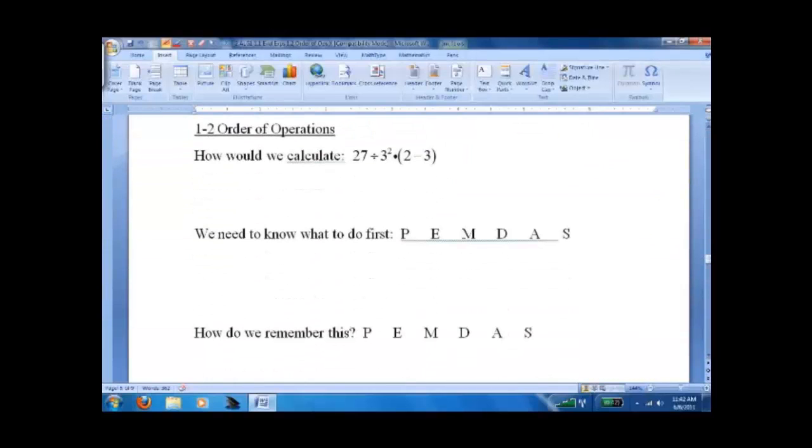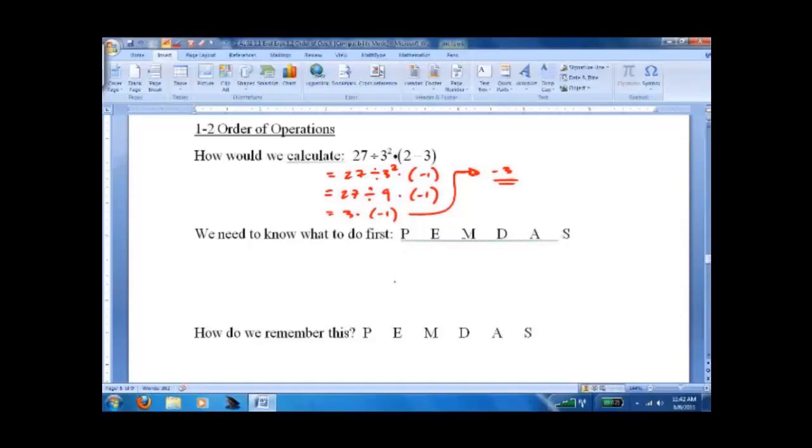How would we calculate 27 divided by 3 squared times 2 minus 3? Well, I happen to know that the first thing you want to do is your parentheses. So I would rewrite it as 27 divided by 3 squared times -1. Next thing I would do would be the exponents, which is 27 divided by 9 times -1. And now I know that we do division or multiplication first, usually multiplication, unless division comes first in order. So it would be 27 over 9 is 3. That's a little arrow saying we're going to finish the problem up here. And 3 times -1 is -3.